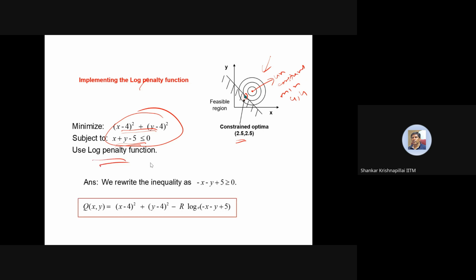We already saw that if you want to use the log penalty function, then the constraint must be written in the greater than or equal to 0 form. So x plus y minus 5 is less than or equal to 0, which becomes minus x minus y plus 5 greater than or equal to 0. And that is inserted here as a penalty function, that is, minus r into log of (minus x minus y plus 5).